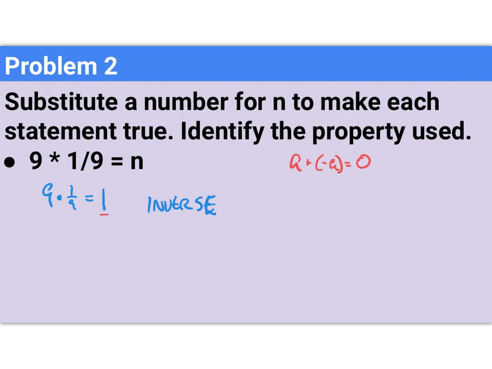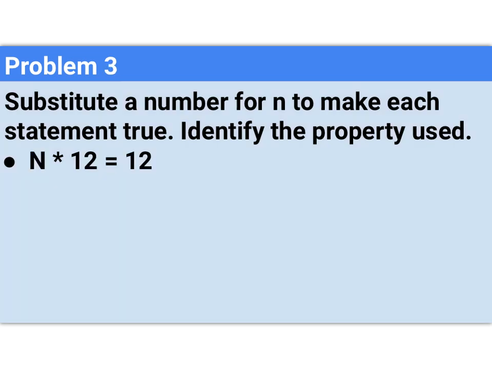And we're going to be using this a lot when we get to solving equations. That's the property that is mostly used outside of distribution. Okay, so n times 12 equals 12. So 1 times 12 equals 12. Whenever you use the same number, that is called the identity property. And this is the identity property of multiplication.